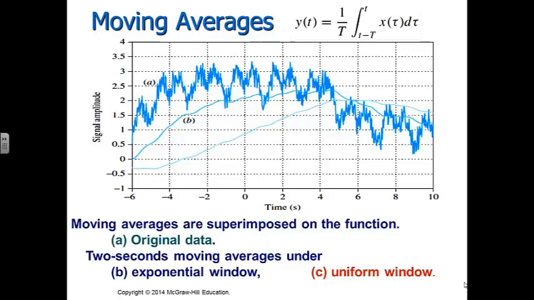And by controlling the length of the window, we can control how much smoothing we get to the data. And by using different weighting functions, we can change the nature of that smoothing somewhat. So in this case, we have lines B and C that are much smoother, much slower changing. These represent window averages of that original signal.